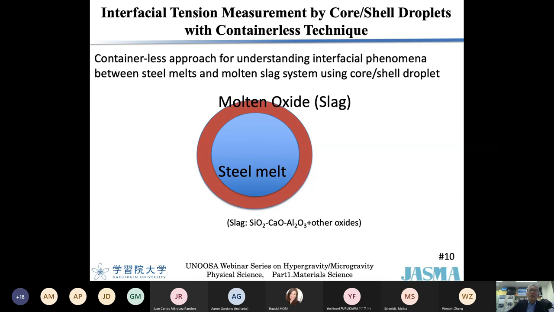Using these property measurements, we are trying interfacial phenomena observation. As I talked about before, we use a core shell droplet: inside, liquid iron is still molten, and outside the liquid is molten oxide. This can be made only in microgravity. Liquid iron density is much larger than molten oxide, so on the ground, the liquid iron stays at the bottom and does not make a core shell droplet. So next, please.